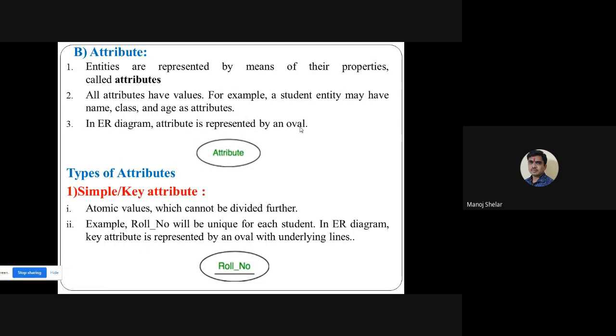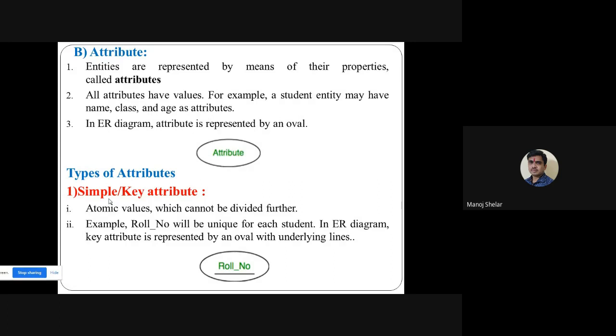The first type of attribute is the simple attribute or key attribute. Simple attributes have atomic values for a specific attribute, and the attribute is not divided into subparts. One simple example of a simple attribute is the roll number. Roll numbers are normally in the format 1, 2, 3, 4, 5. Normally it is not the case that 1.1 is a roll number, 1.2 is a roll number, 1.3 is a roll number. So roll number is a key attribute, with a unique value 1, 2, 3, 4. It is not divided into subparts.